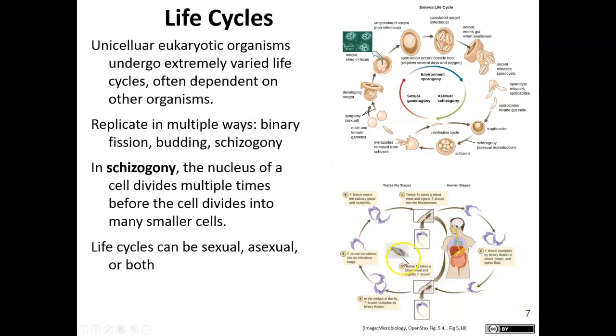Down here you can see binary fission, because they can divide via binary fission as well. The life cycles can be sexual or asexual. So they can go through a sexual phase where they exchange information, and you get the sperm and the egg coming together. Or you can have an asexual life cycle where you have the cells growing, but no male and female gametes coming together at all.